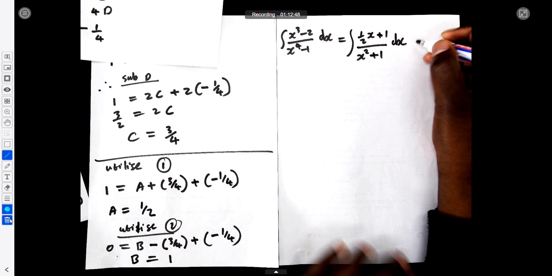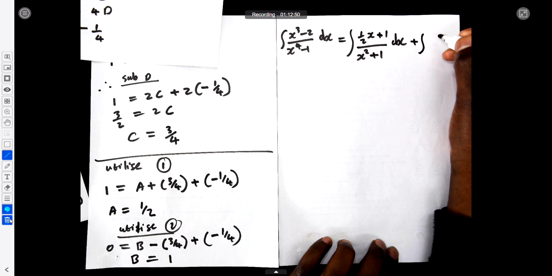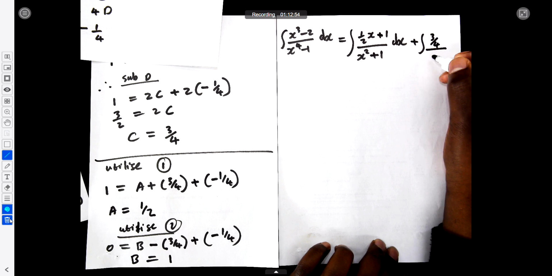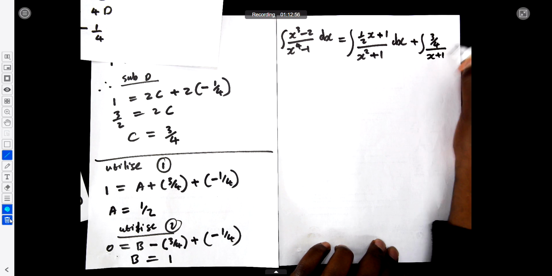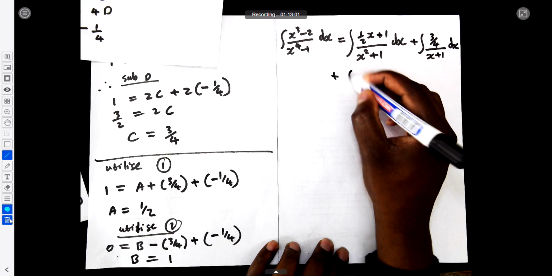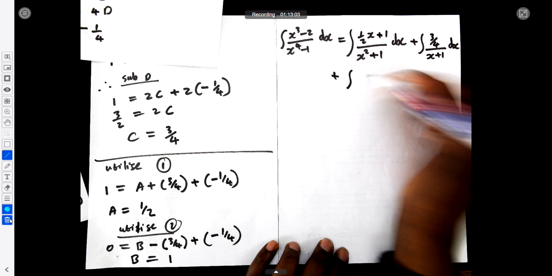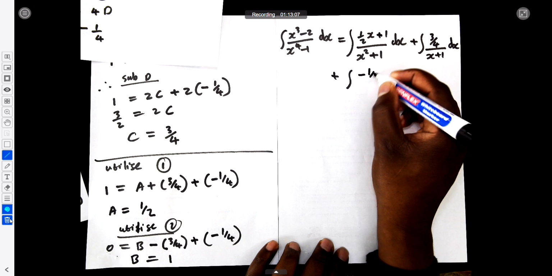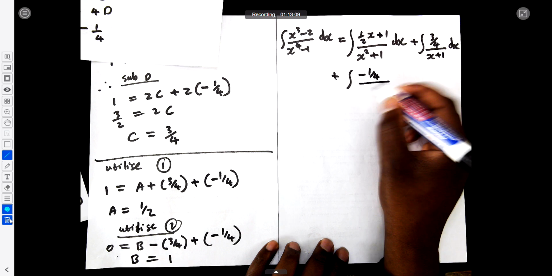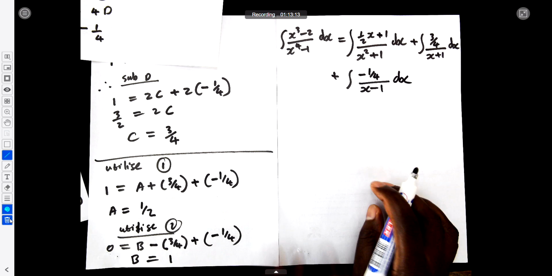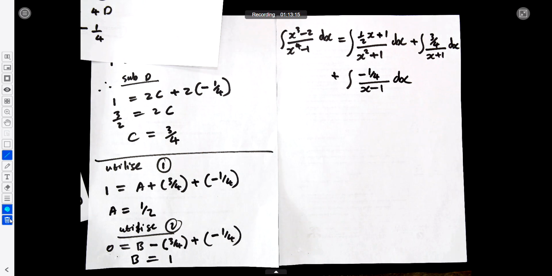And then the other one was c, the integral of c, which was 3 over 4, all divided by x plus 1, dx. The last one, plus the integral, now it was d. d is negative 1 over 4, all divided by x minus 1, since we utilize x minus 1 as a factor, dx.